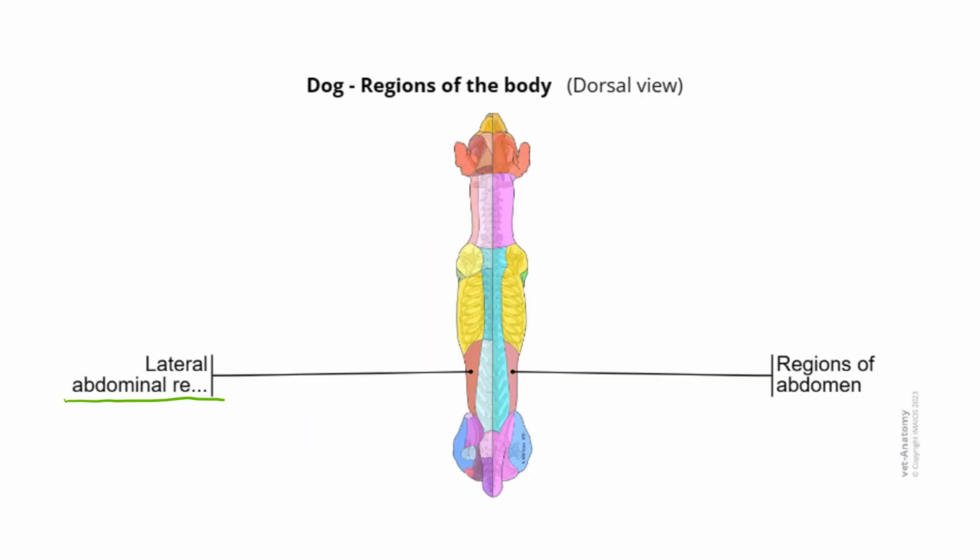And now the last slide for this portion. This is just a dorsal view, so the only thing that we can see of the stomach is the lateral abdominal region, just the side. If the dog is hopefully not too thin to see this part of the stomach or the abdomen.